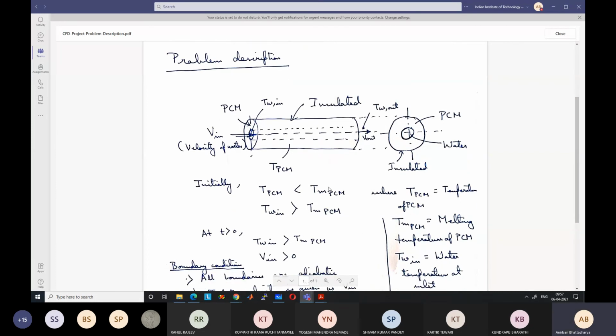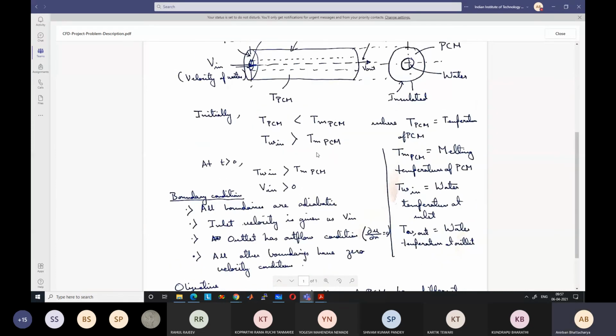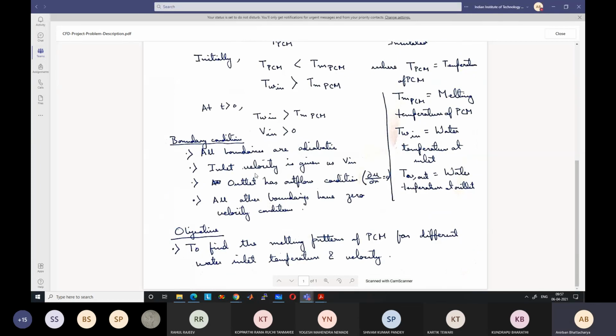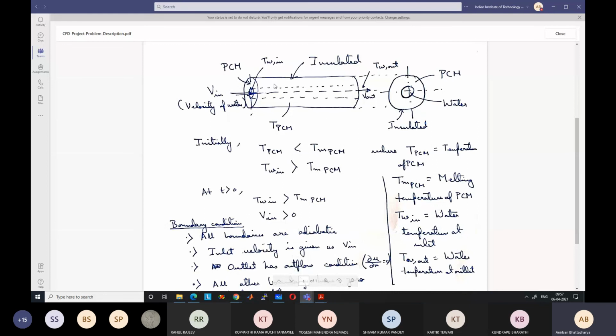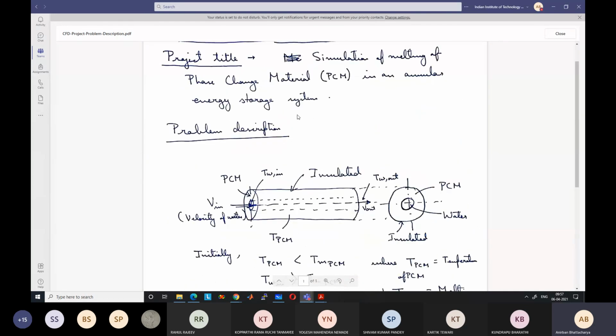We also need to provide the boundary conditions and initial condition. So initial condition: TPCM is less than some melting temperature, and inlet temperature of water is greater than the melting temperature. And later on, what are the values? All the boundary conditions you need to provide. If there are flow equations, a velocity problem, then all the velocity conditions have to be there. Then for temperature, all the temperature conditions. All this you should be able to devise right now before solving the problem.